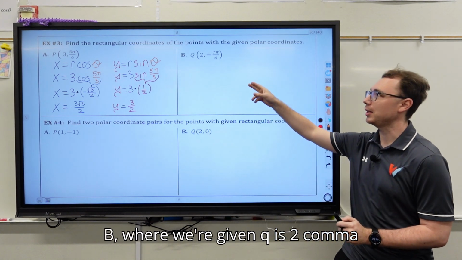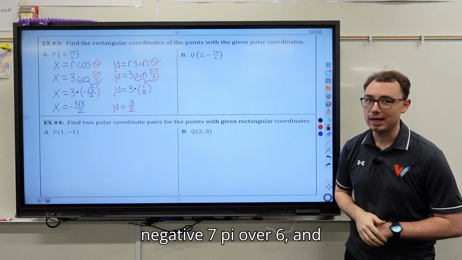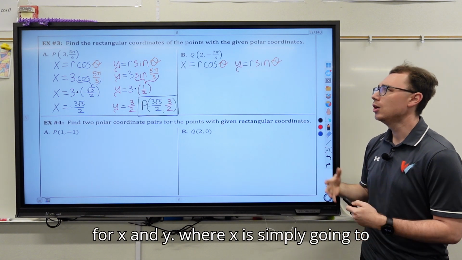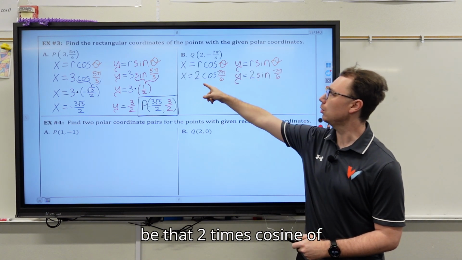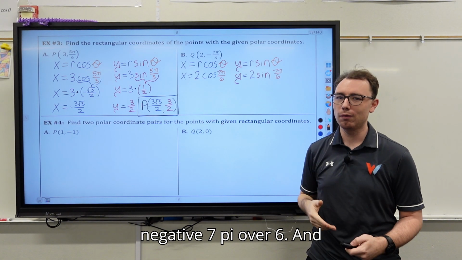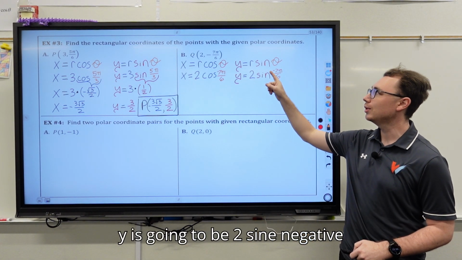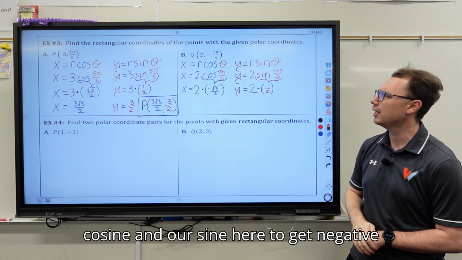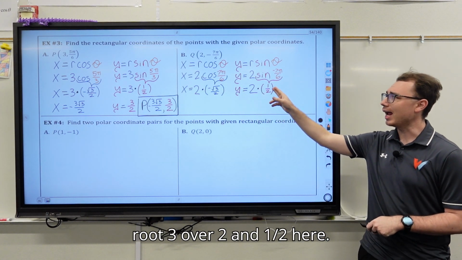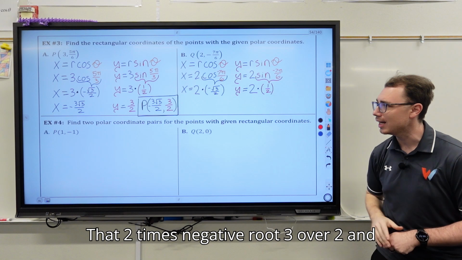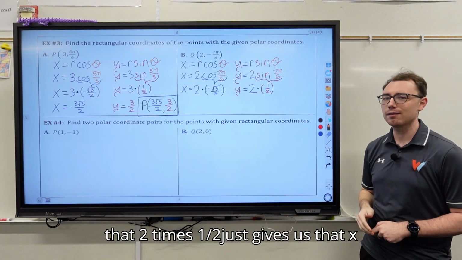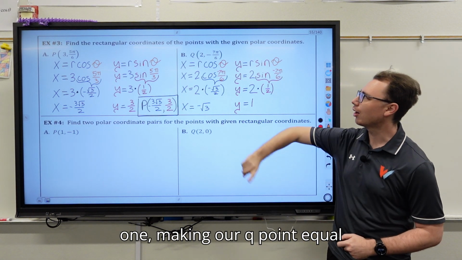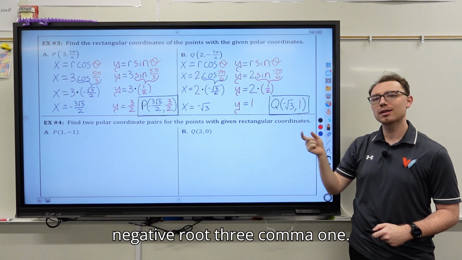Let's try that again in part B, where we're given Q is (2, -7π/6). And we can write this equation one more time for x and y, where x is simply going to be 2 times cosine of -7π/6, and y is going to be 2 sine of -7π/6. We solve out our cosine and our sine here to get -√3/2 and 1/2. That 2 times -√3/2 and that 2 times 1/2 just gives us that x as -√3 and that y as 1, making our Q point equal (-√3, 1).